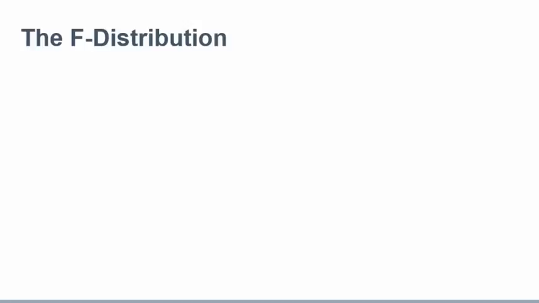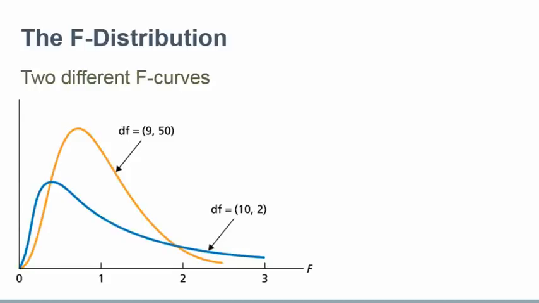The F distribution. Here we have a picture of two different F curves. One F curve has degrees of freedom of 9, 50 and has a much higher peak than the curve with degrees of freedom of 10, 2.